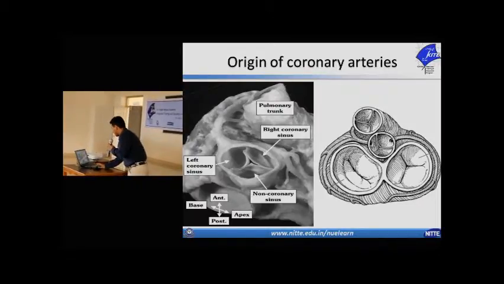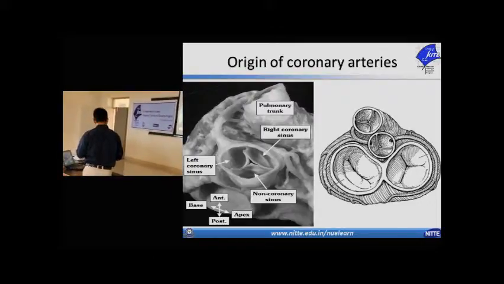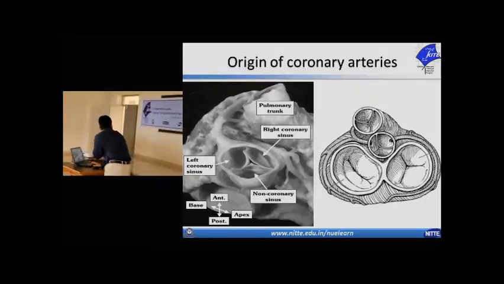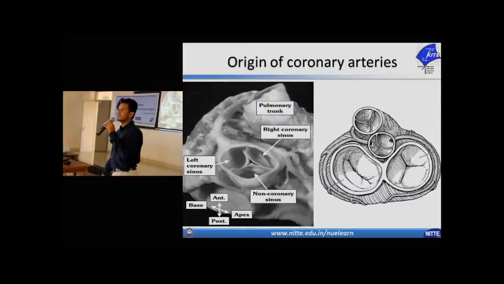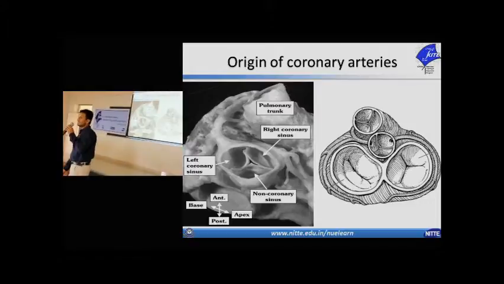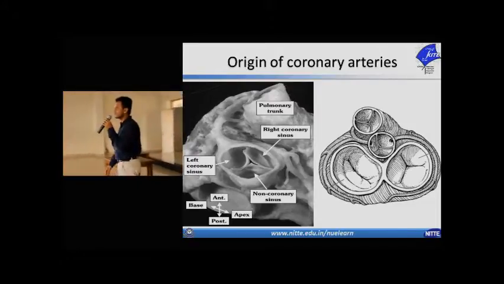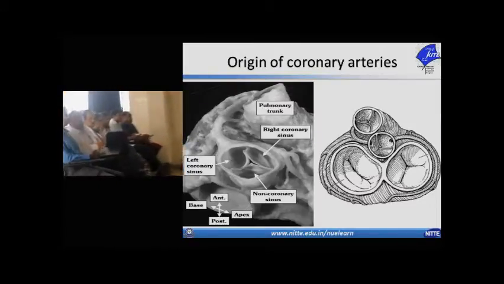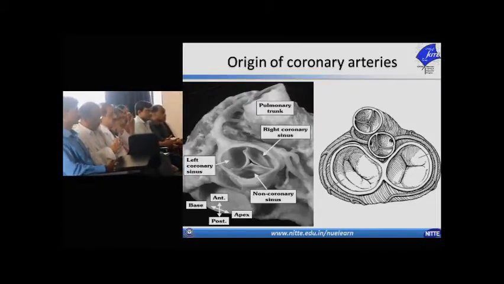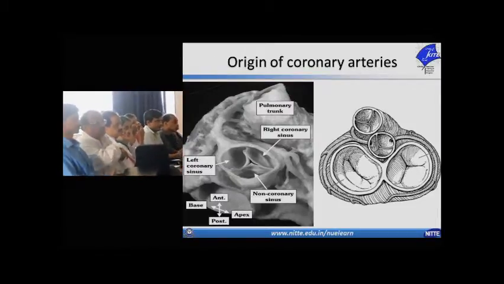You can see here the origin of the coronary arteries. Here is the right coronary artery, which is arising from the right coronary sinus. The aorta has aortic sinuses. There are 3 aortic sinuses, 2 are coronary sinuses and 1 is the non-coronary sinus. Don't get confused. The right coronary artery arises from the right coronary sinus or right anterior aortic sinus. And the left coronary artery arises from the left coronary sinus.